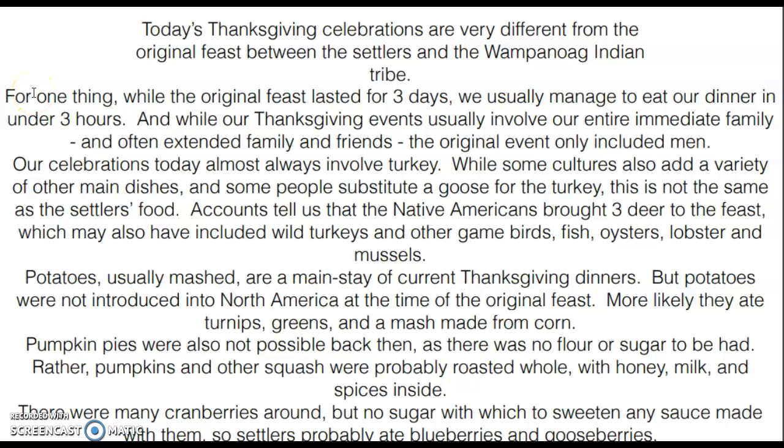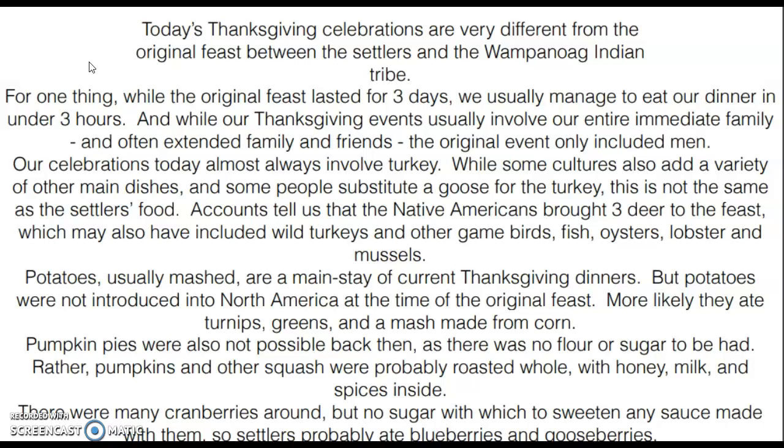Let's read this short passage about today's Thanksgiving versus the original feast between the settlers and the Wampanoag Indian tribe. And then we are going to compare and contrast them on a Venn diagram on the next slide. Today's Thanksgiving celebrations are very different from the original feast between the settlers and the Wampanoag Indian tribe.